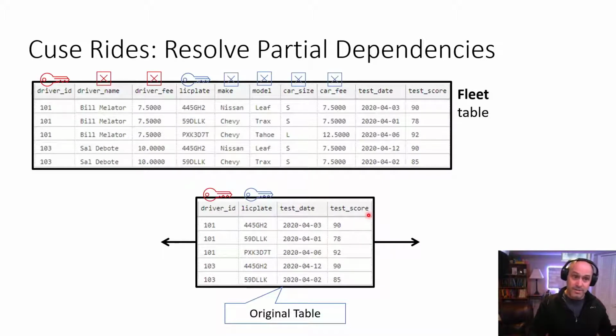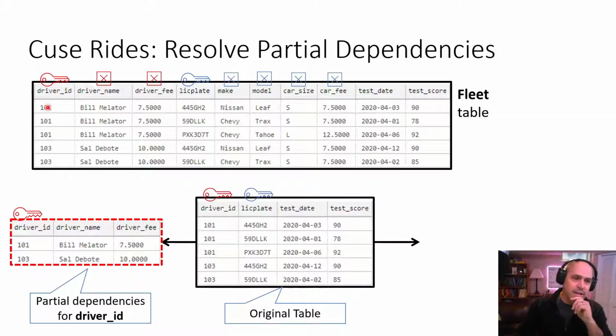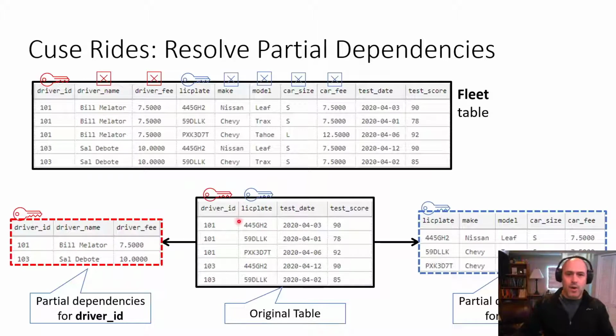One of the new tables, you can almost envision it. It's going to be only the unique driver IDs, because now this becomes the primary key. And then only unique instances of name and fee. So you have your one-to-many here, right? One driver, many tests for cars. And then likewise the other way, one car, many drivers who took that test.